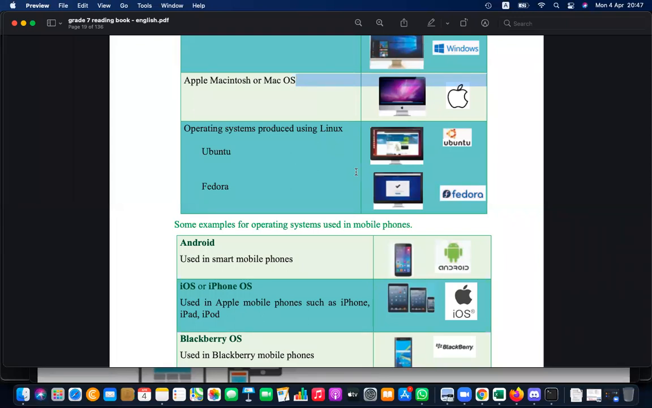Ubuntu, Xubuntu, Kubuntu, right? Red Hat, then Debian, SUSE, CentOS, Mint. Okay, correct. These are some operating systems based on Linux. So these are created using Linux. Okay.